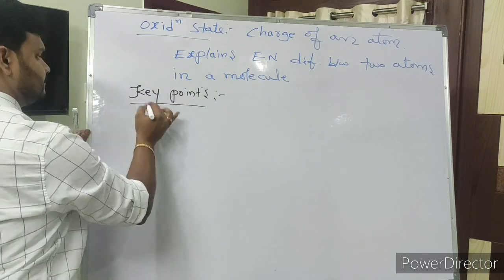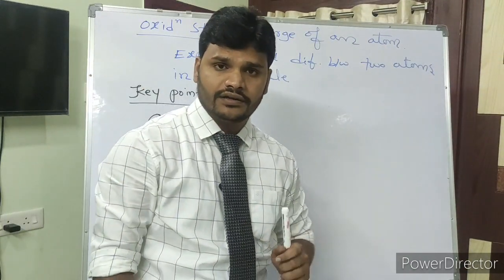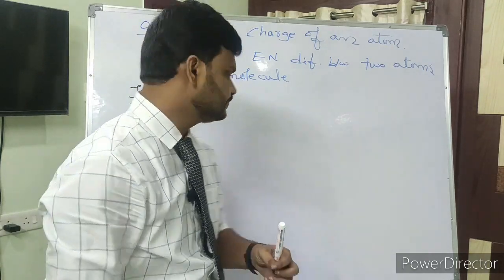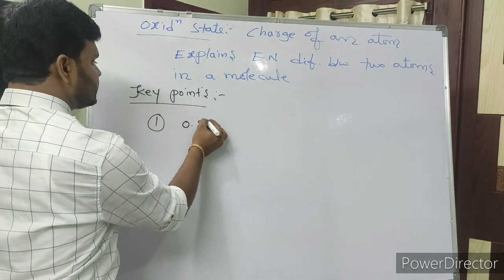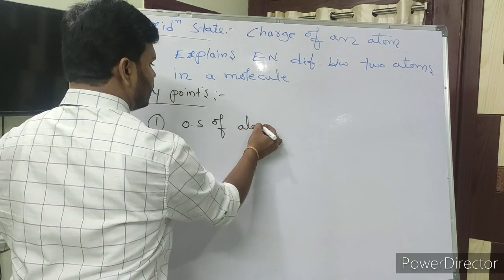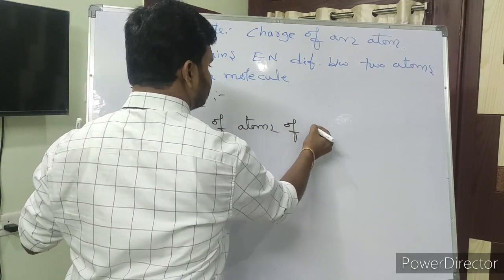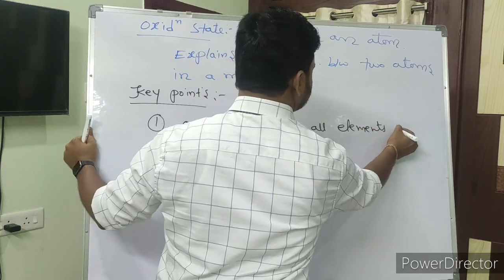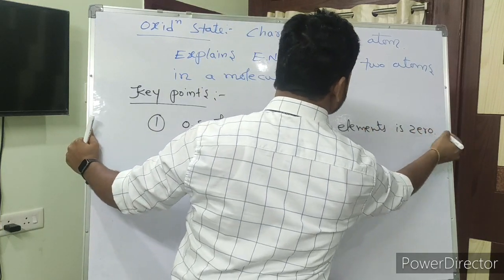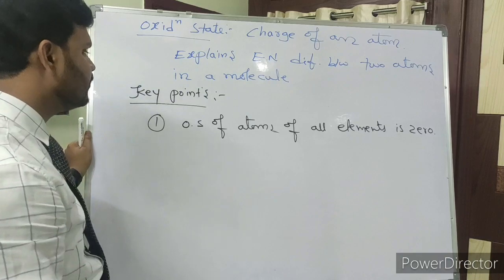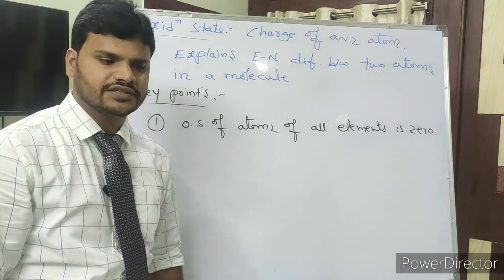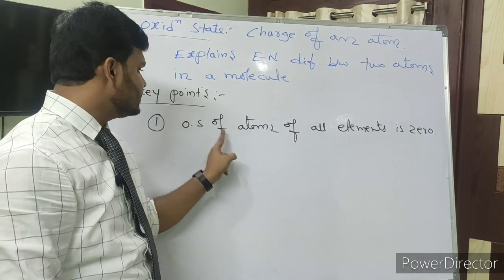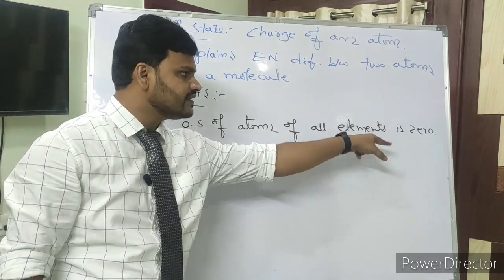First one, oxidation state of atoms of all elements is equal to 0. So what is the meaning of this point? OS is nothing but oxidation state. Oxidation state of atoms of all elements is 0.